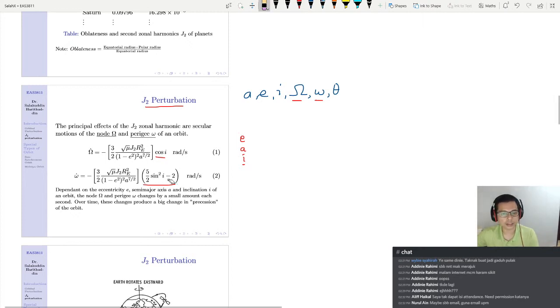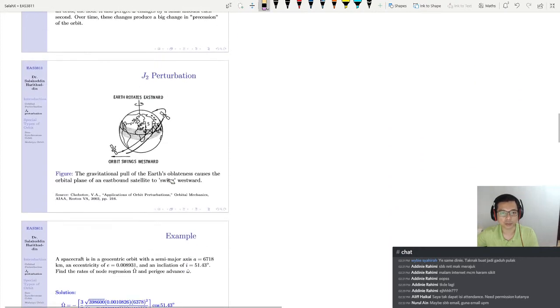So that's how you can see, in terms of formula, how much J2 perturbation is changing your node angle and argument of perigee. But what does it actually do, I mean, physically? Well, if you have an orbit like this, for example, J2 perturbation that is caused by the obliqueness of the Earth will change your orbit a bit like that. Although it's little by little, over time it's going to change the orientation of your orbit completely. It's going to be totally different from your initial orbit orientation. So the gravitational pull of the Earth's obliqueness causes the orbital plane of an eastbound satellite to swing westward. Swing means that the orbit first is like this, and then it's changing here over time.